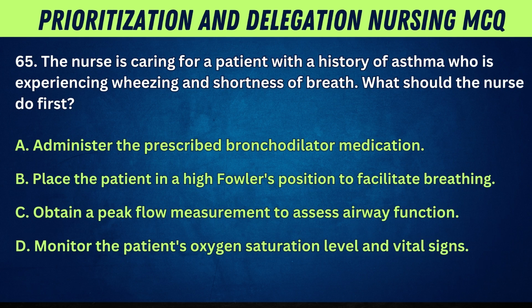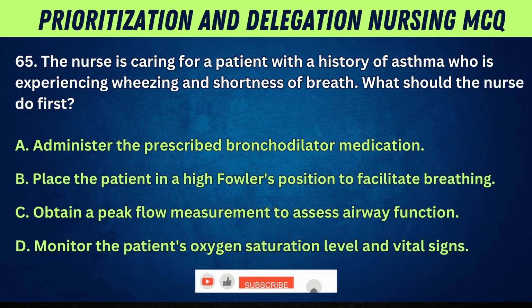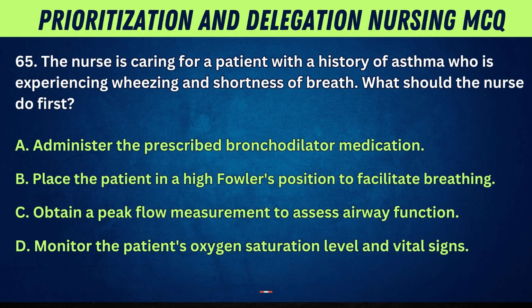65. The nurse is caring for a patient with a history of asthma who is experiencing wheezing and shortness of breath. What should the nurse do first? A. Administer the prescribed bronchodilator medication. B. Place the patient in a high Fowler's position to facilitate breathing. C. Obtain a peak flow measurement to assess airway function. D. Monitor the patient's oxygen saturation level and vital signs.